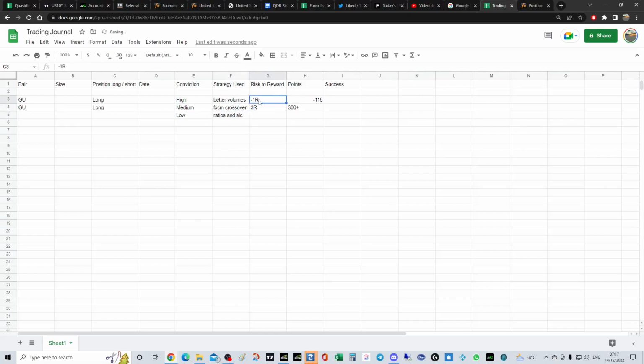Your risk reward should be quite simple, from where your entry was to your stop loss. Did you get stopped out? If you did, it's a minus 1R. If it was a successful trade, then you can put 1R, 2R, 3R, or even a 5R like we did in the Euro USD on the 15 minute. So a bit more testing on this particular strategy that we're using.